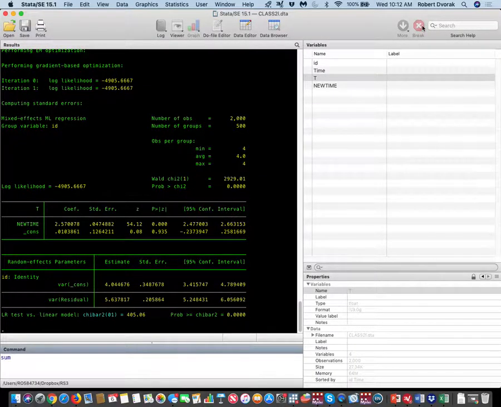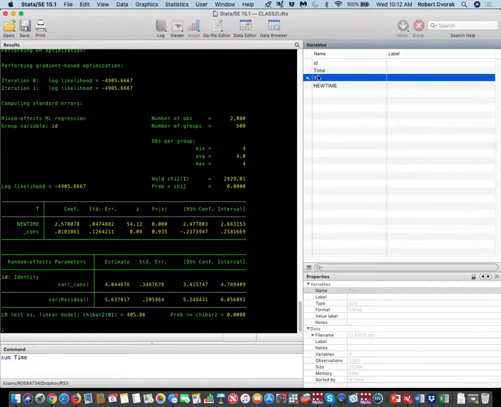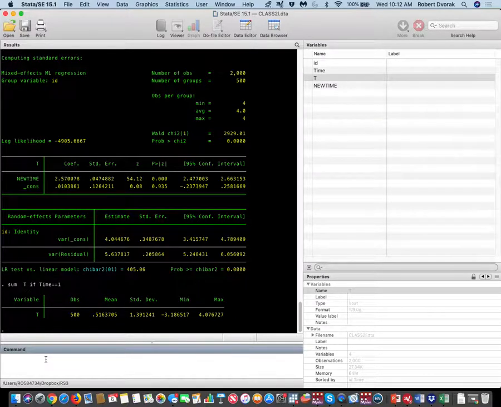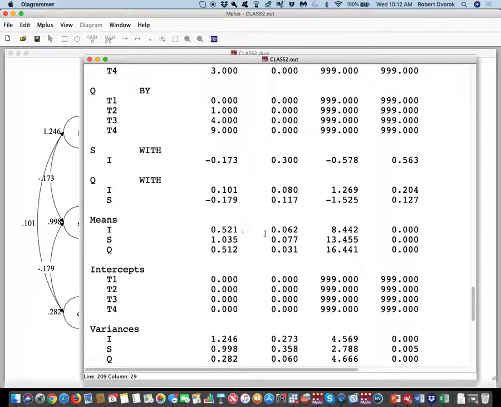So let's go sum t if time equals 1. It should be close to that, 0.516. It's not going to be perfect, remember, because it's linear regression. That's pretty close, right? But yeah, it's the average. It's still going to be the average at your 0 group, which is time point 1 in this case, right? All right.